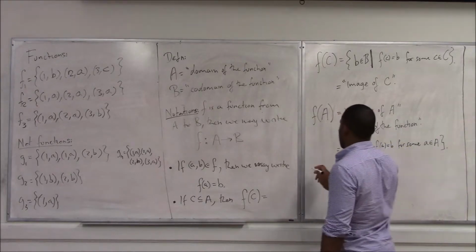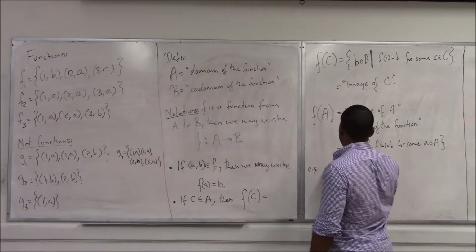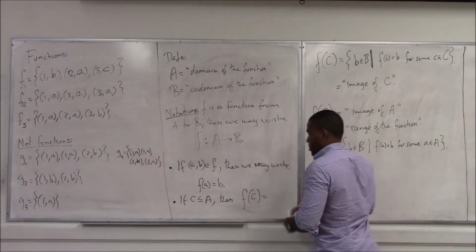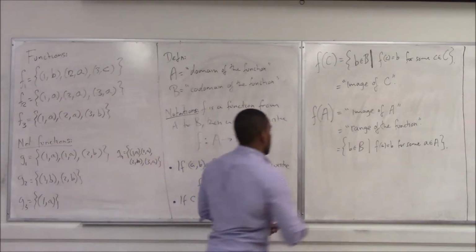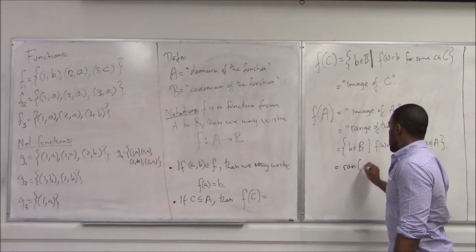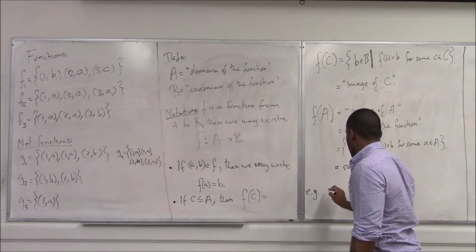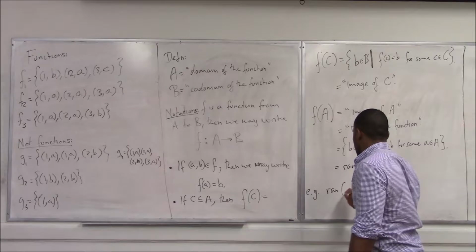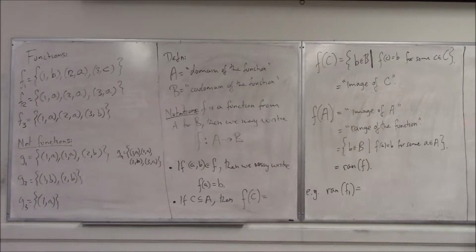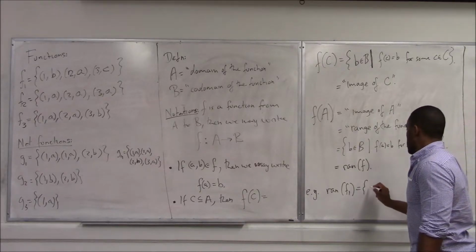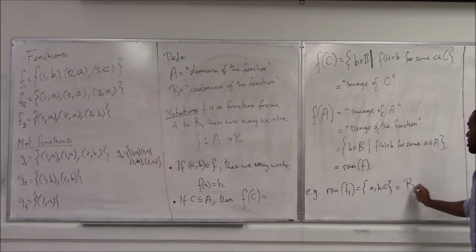So, example. Introduce another notation. I can say this is ran f, for the range of f. So, example. The range of f1 was, well, order doesn't matter in the set, so it's that, which happens to be the entire set B.